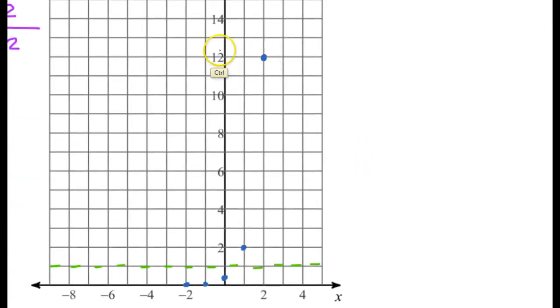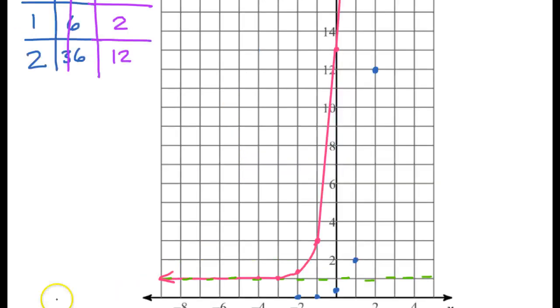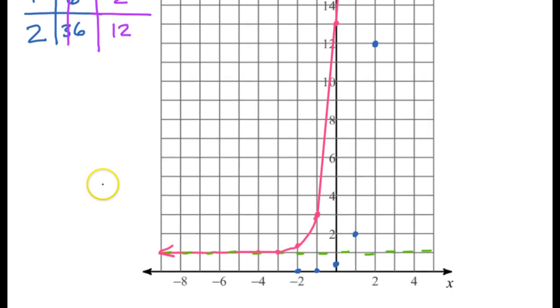All right, so left 2, up 1, left 2, up 1, left 2, up 1, okay, and then boom and boom. So these red dots represent the final answer. So your final answer should look something like this.